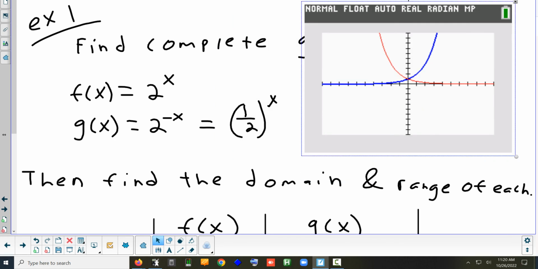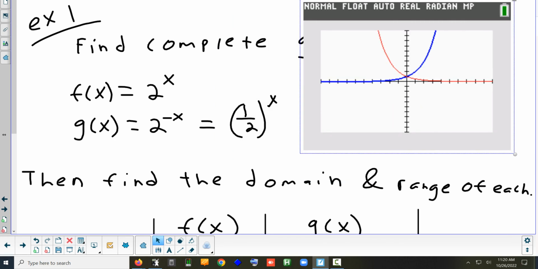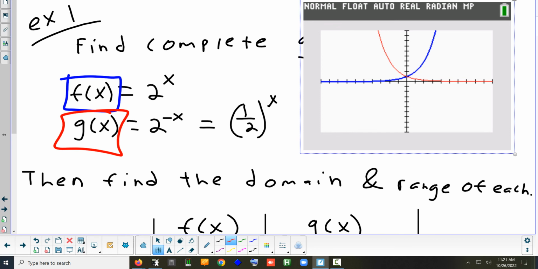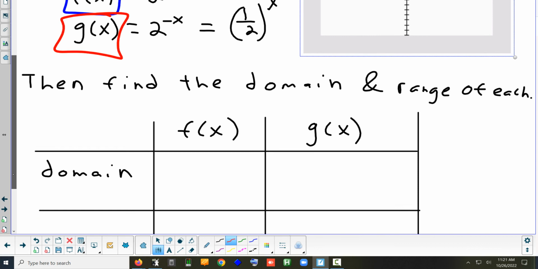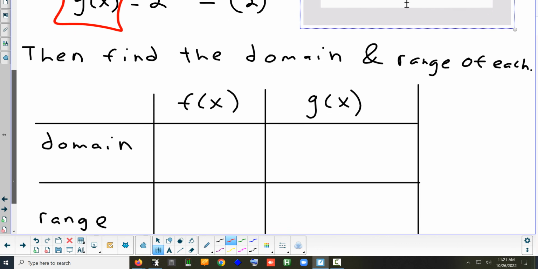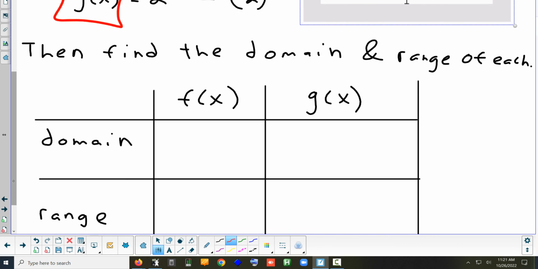So let's look at them. What's the domain? Just to make it clear here, that was the blue one. That's the red one. What's the domain of the blue one? Yep. But what's the domain of the red one? Yeah, I told you can't change the domain, no matter how you flip it or shift it. If it goes on forever and you shift it, it still goes on forever. So domains stay the same.